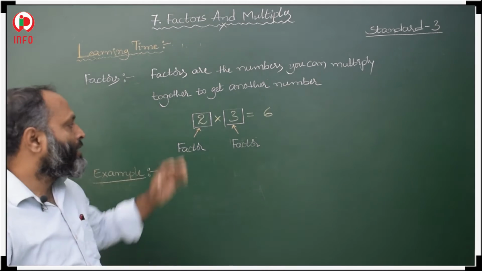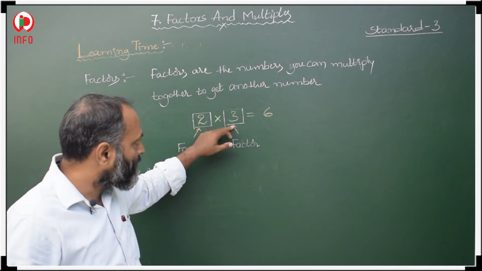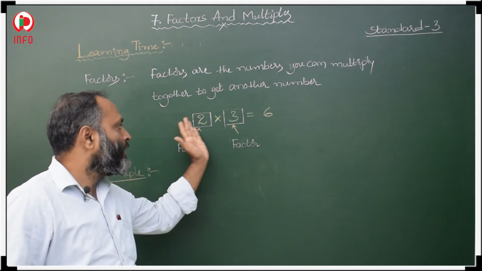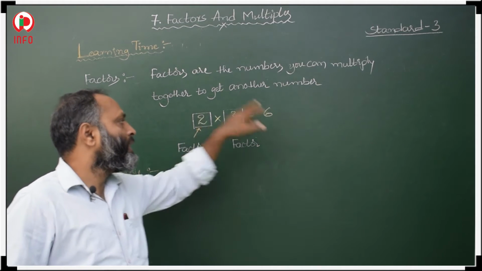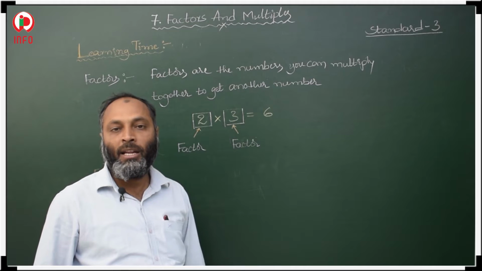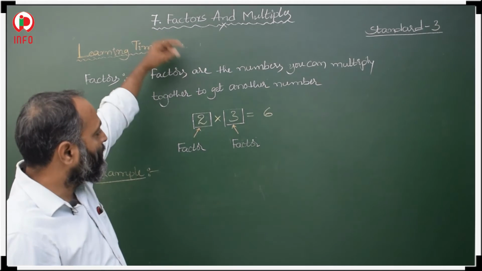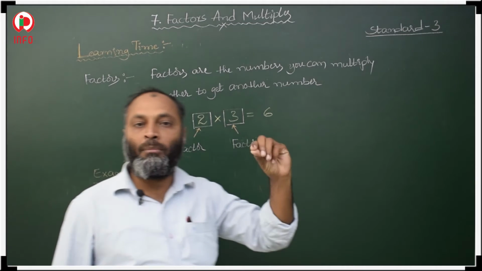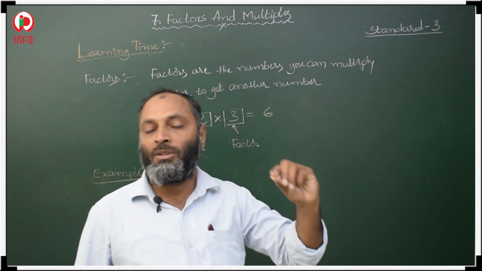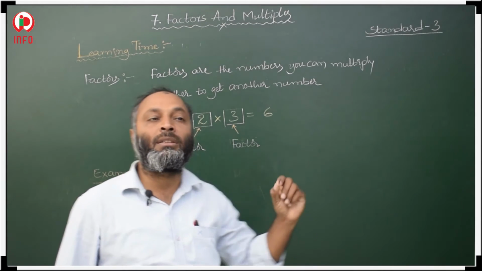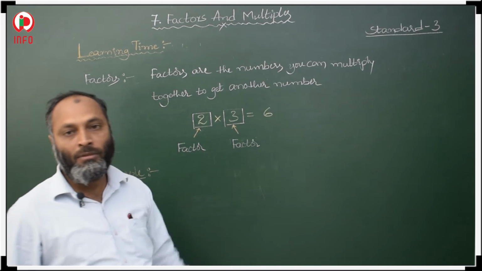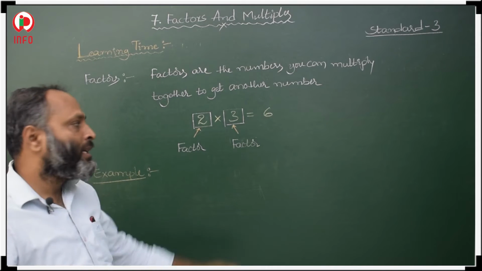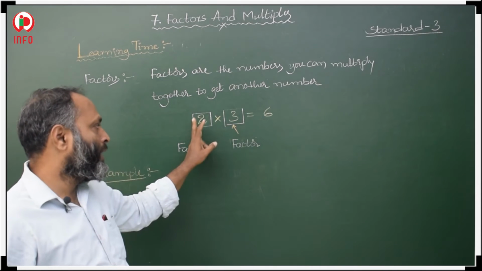Okay. So factors are the numbers you can multiply together to get another number. So here, what are the numbers we are multiplying together? 2 and 3. It means 2 and 3 are the factors of 6. Here, the factors of 6 are 2 and 3.